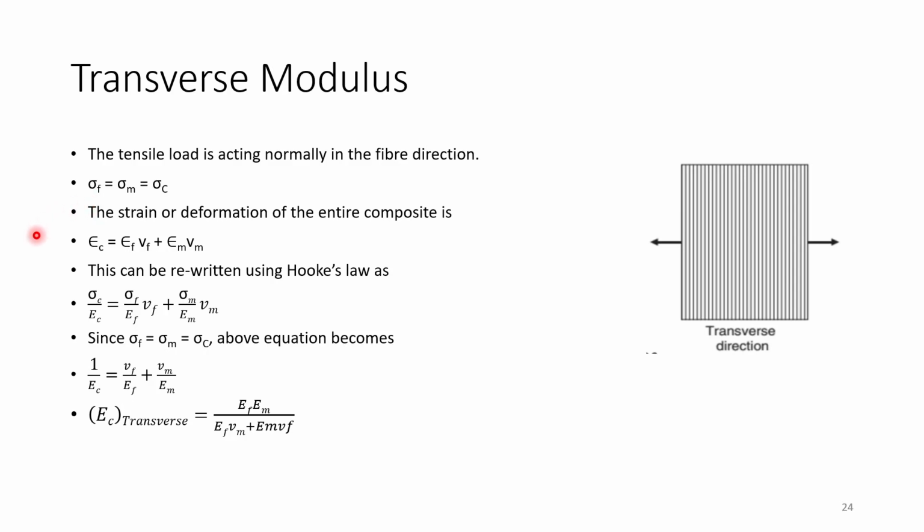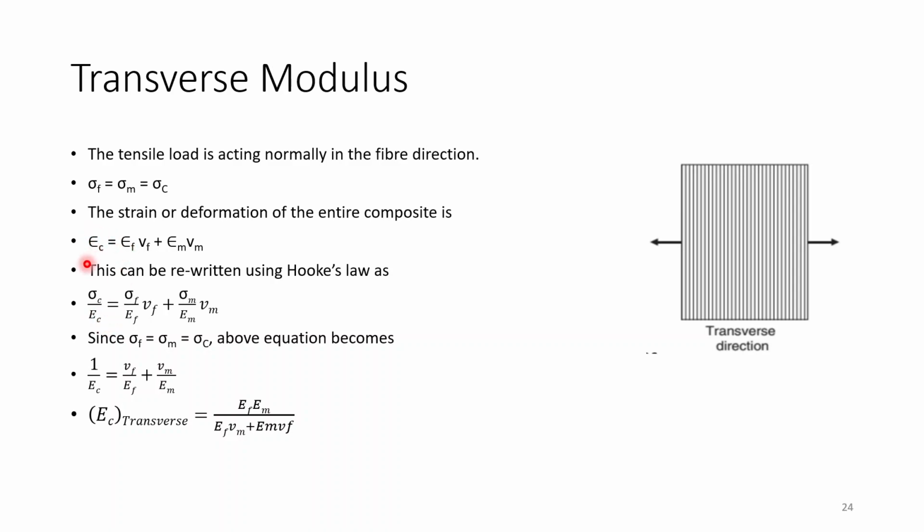And the strain or deformation of the entire composite can be given as: strain for the composite equals strain in fiber times the volume fraction of fiber plus strain in matrix times the volume fraction of matrix. So this can be rewritten using Hooke's law. In this case you know that sigma will be equal to strain times your elastic modulus.